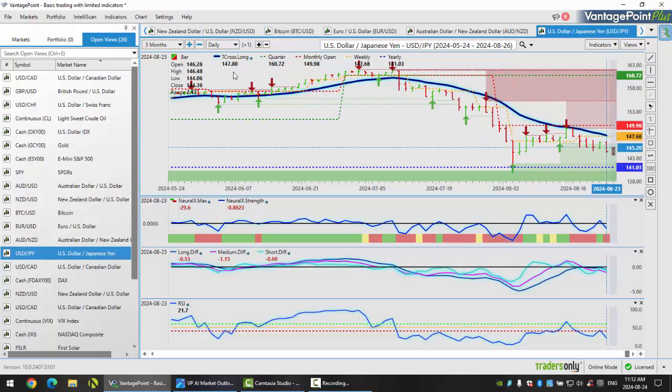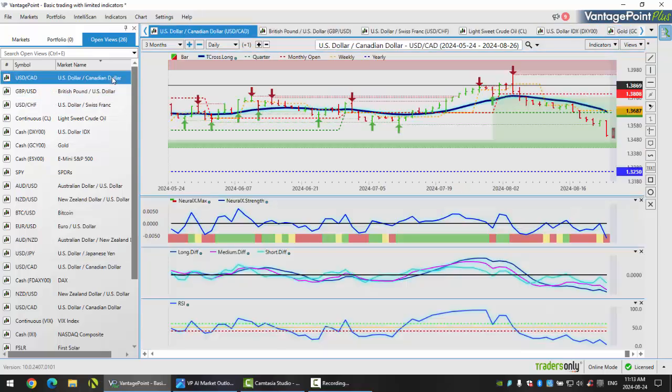Our T-cross long is at 147.80, as long as we're holding below that. But you can see the quarterly opening price is 160, the monthly opening price 149.98. Now I'm looking for that T-cross long to continue to work its way towards 141, but I could definitely see a breach of 141 in October, November, and December of this particular calendar year.